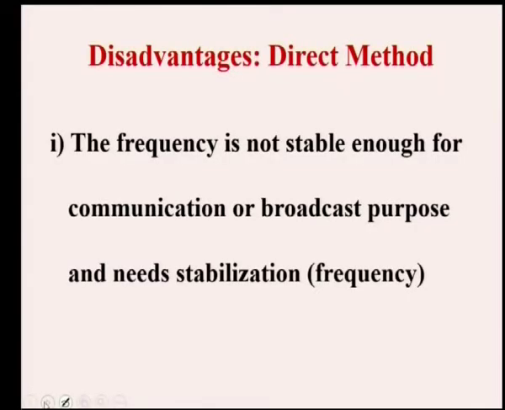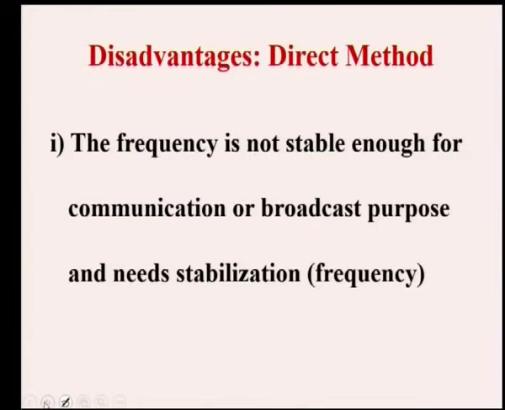The disadvantage of this direct method is that the frequency is not stable enough for communication or broadcast purposes and needs stabilization. As we already discussed, the frequency stability should be very high. In case of broadcasting, if we need a 100 megahertz carrier frequency, then it should be exactly 100 megahertz, otherwise it will create a lot of issues at the receiver side. So, this direct method has low frequency stabilization, and a separate stabilization is to be provided for it.